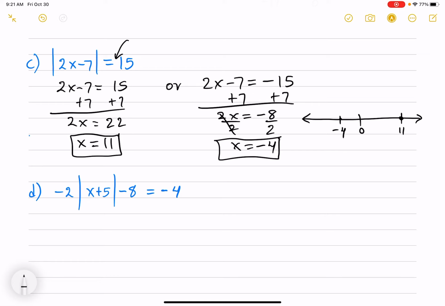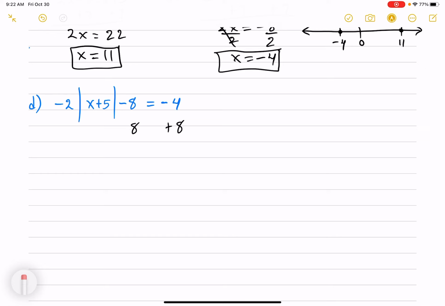I'm not liking the way it's going to work, so let me go ahead and switch it before. Let's pretend this was a positive the whole time. And so let's subtract 8 from both sides instead. Notice how I'm going to keep everything else the way it is. And this is going to give me negative 12.